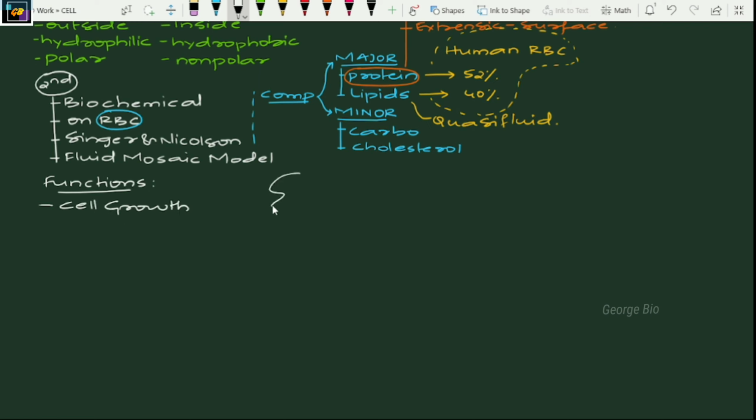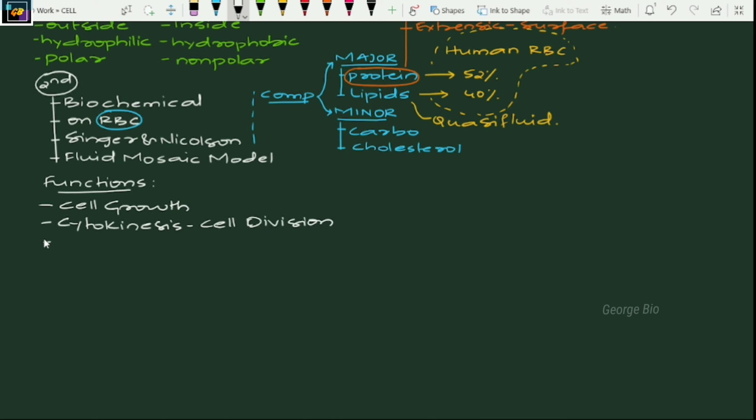From both the sides, the plasma membrane can invaginate. As it invaginates, this invagination grows and reaches the center and helps in dividing the cell into two pieces. And this property we call cytokinesis. It means it helps in cytokinesis, which leads to cell division.